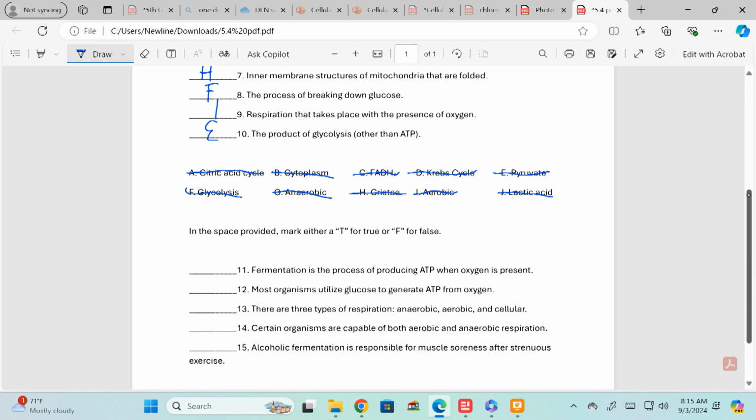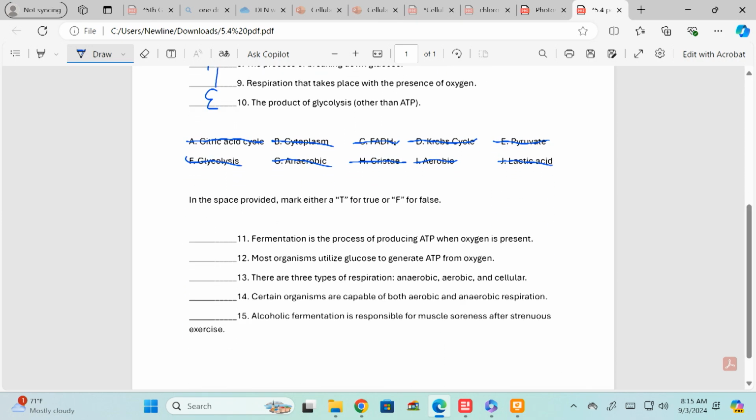All right, so here's 11 through 15 at the bottom. These are true or false statements, so we're either going to use a T or an F here. All right, number 11, fermentation is the process of producing ATP when oxygen is present. So is this true or false? This is going to be false because we only do fermentation when there is no oxygen present. And this says when oxygen is present, so that's false.